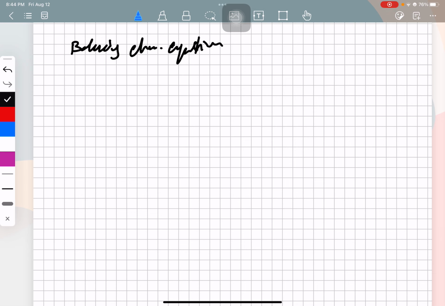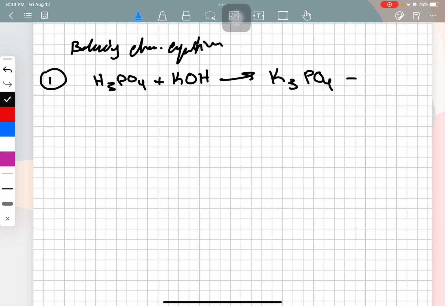Okay, so first example here. I've drawn this example from a PDF sheet that I found online. So here is your question, and we are asked to balance this equation. Okay, so first things first.